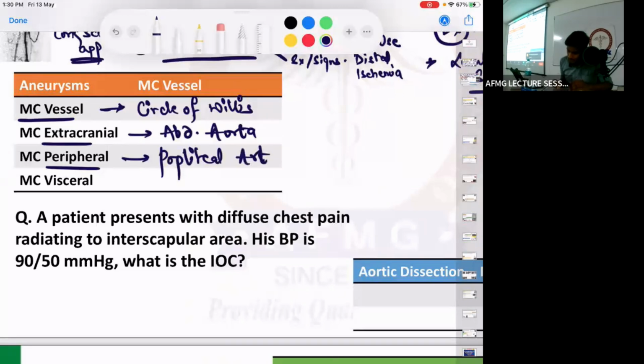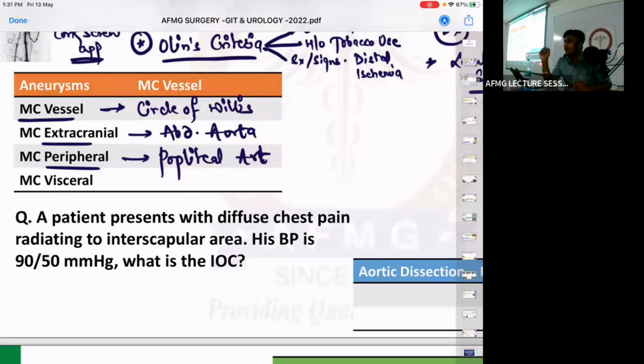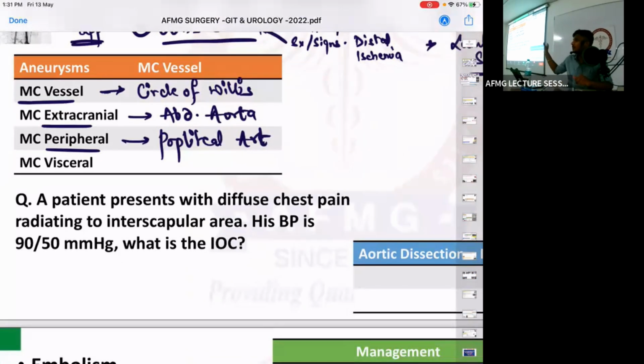Most common peripheral vessel for aneurysm, and most common peripheral vessel for atherosclerosis, is the popliteal artery. For atherosclerosis or aneurysm, the most common peripheral vessel involved is the popliteal artery. This question has come before, so don't make a mistake. The popliteal one has come most recently, okay? You will see questions repeating again and again in recall questions.